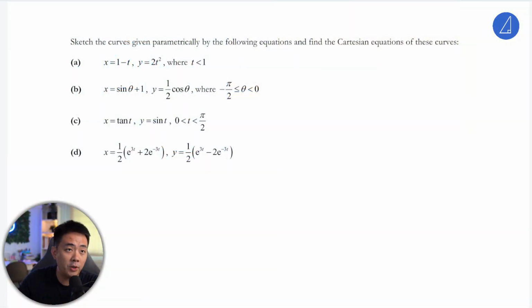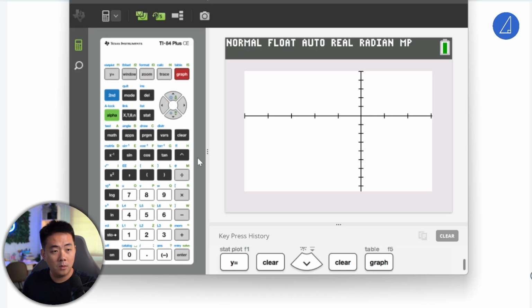Hi students, let's look at this question, which is on sketching parametric curves and also finding the Cartesian equations given the parametric equations. Firstly, we were given x equals 1 minus t, y equals 2t squared, where t is less than 1. So what we need to do is bring out our calculator.